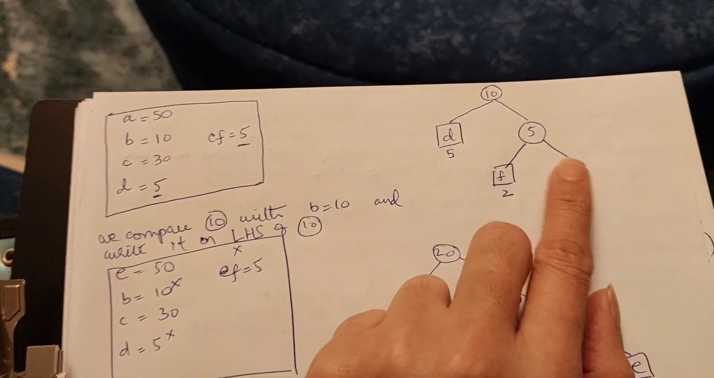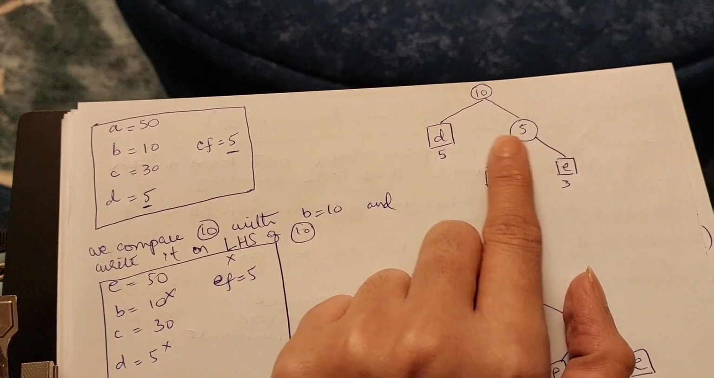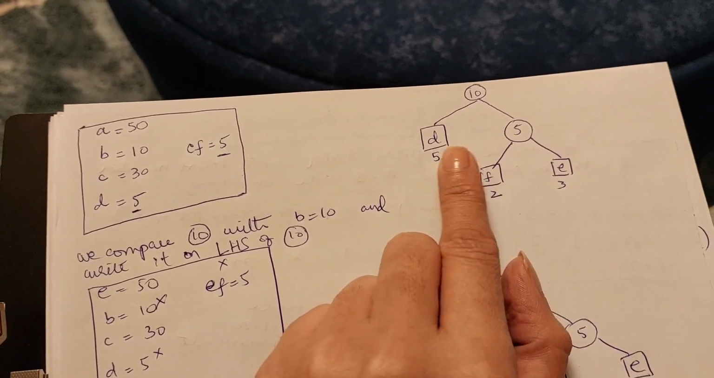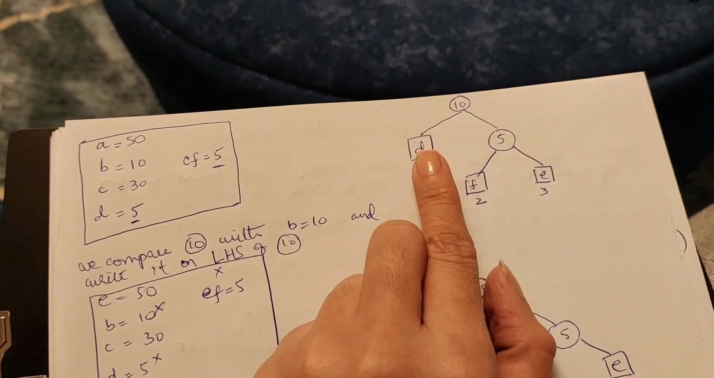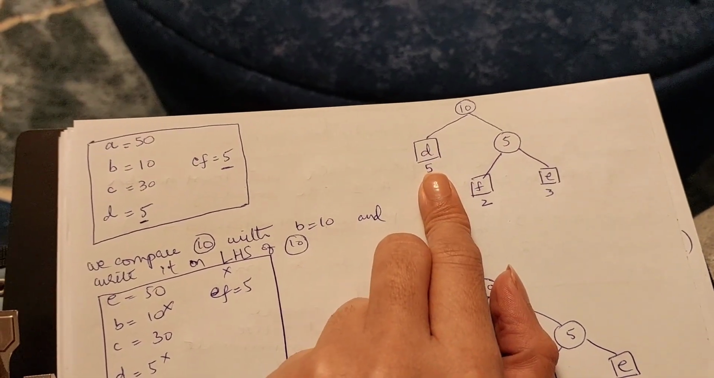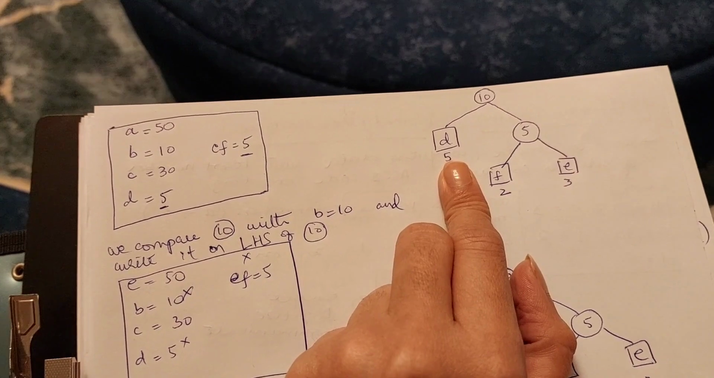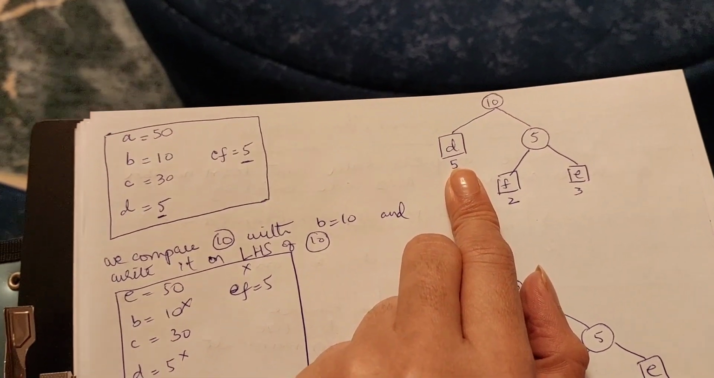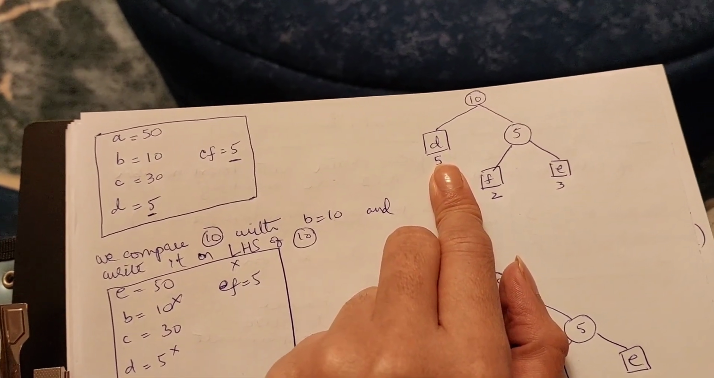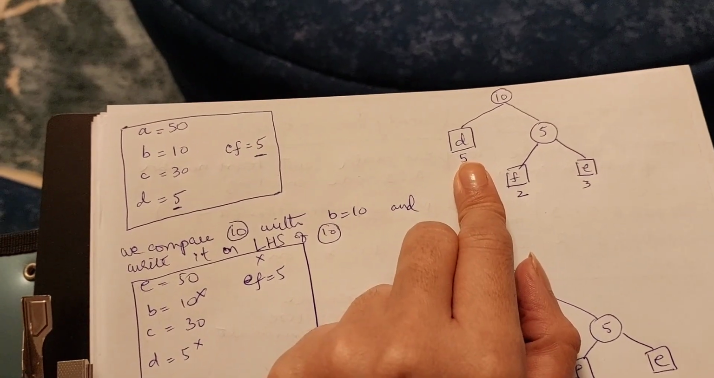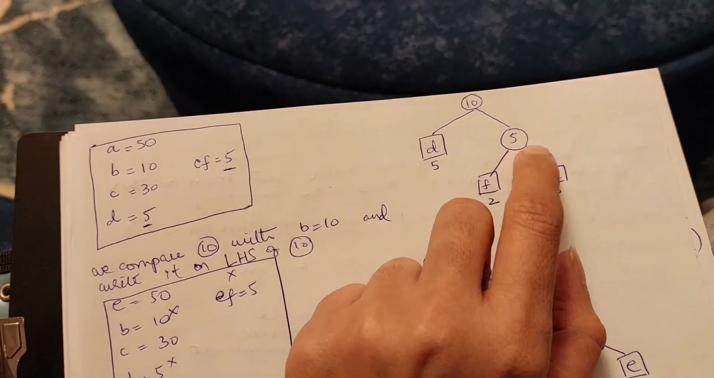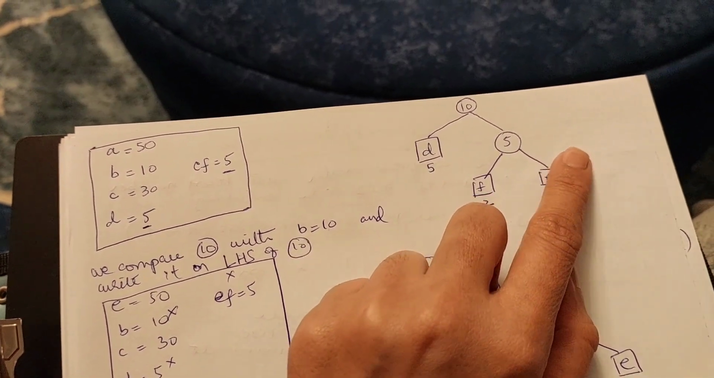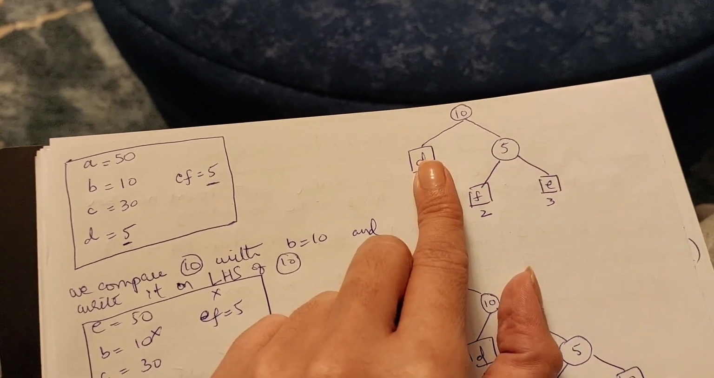So you are going to make another branch just in line or parallel to this 5, because D has a similar frequency, or it could have been a bit larger as well. It could have been maybe 6, and still you would have been selecting D, but right now it's 5. So you can put D on this side, or even on this side, it doesn't matter, but I have placed D on this side.